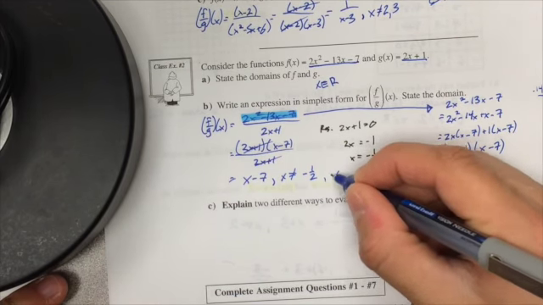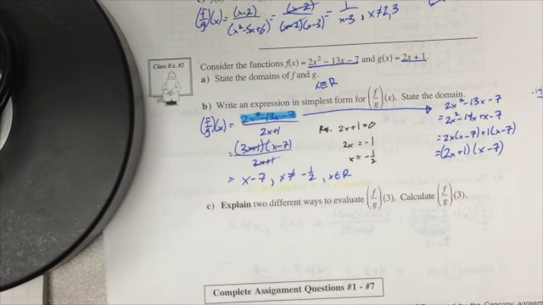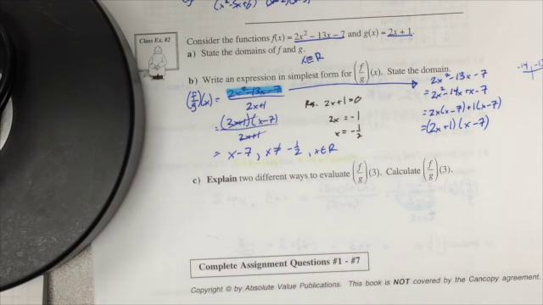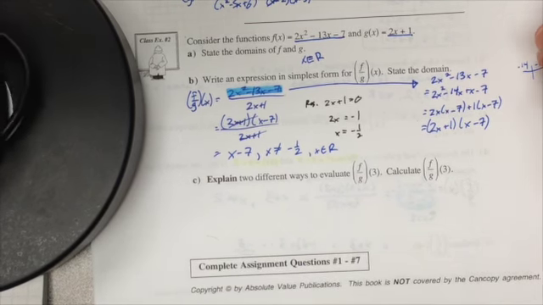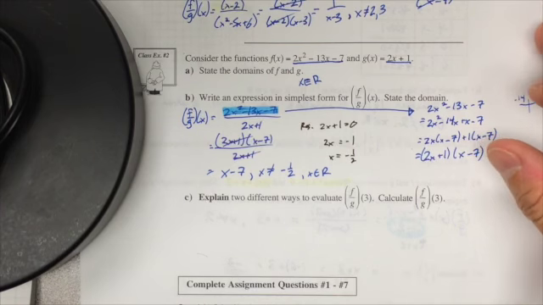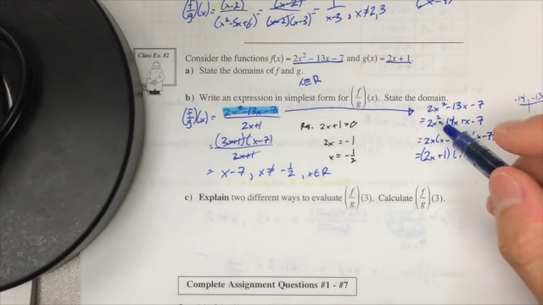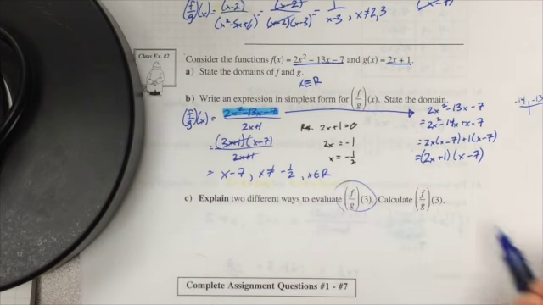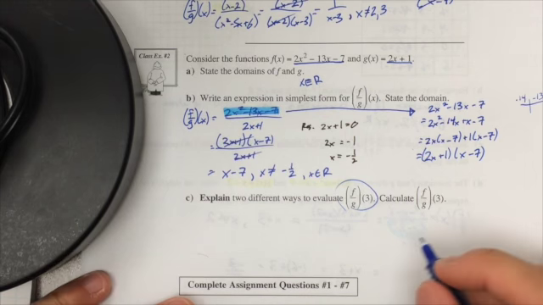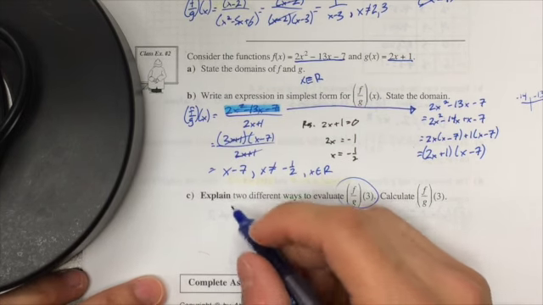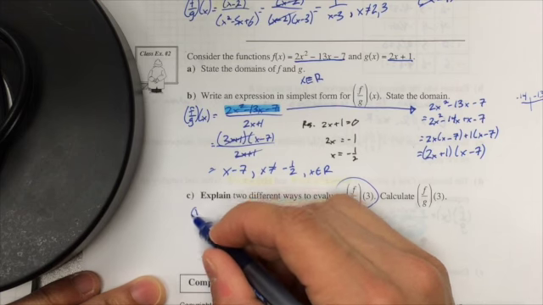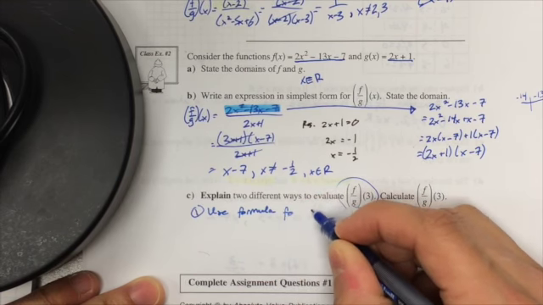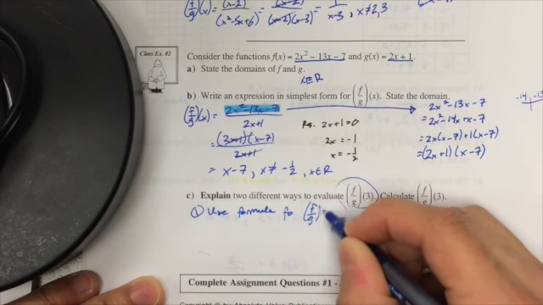And such that x is an element of real numbers. Don't forget that. Now explain two different ways to evaluate f divided by g of 3, and calculate. One thing we can do is use the formula for f divided by g of x, and then replace x with 3. So number 1, use the formula for f divided by g of 3.